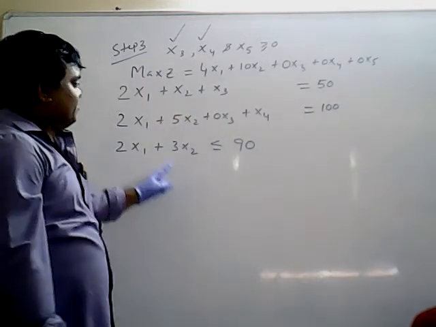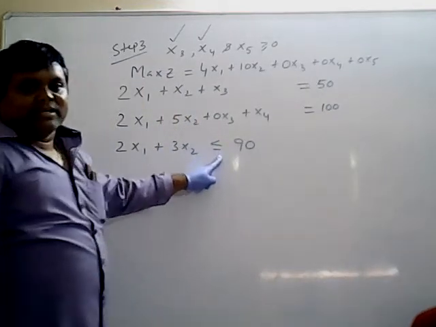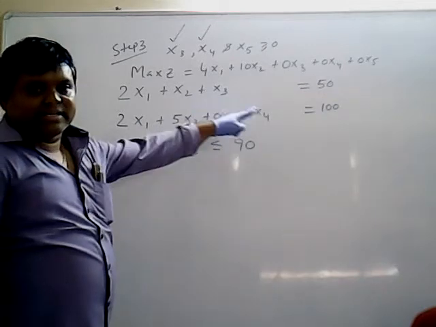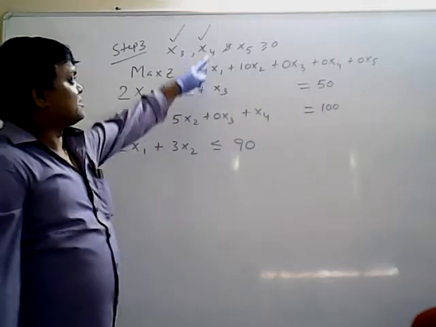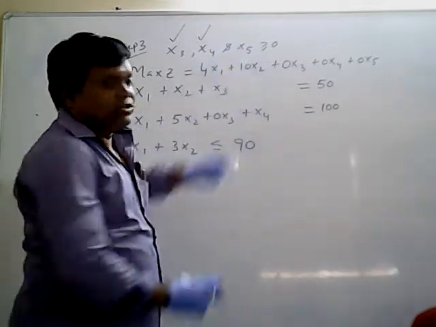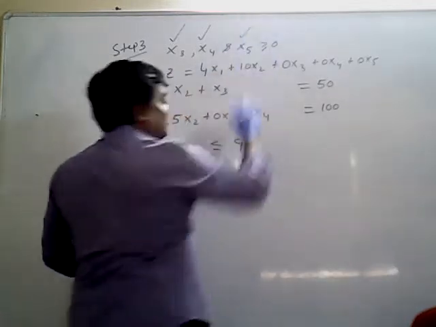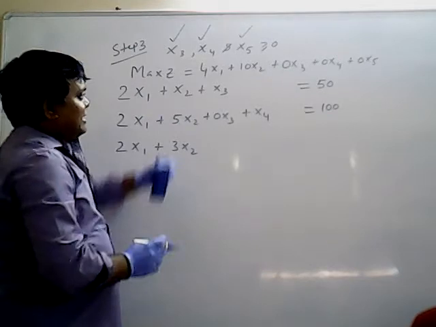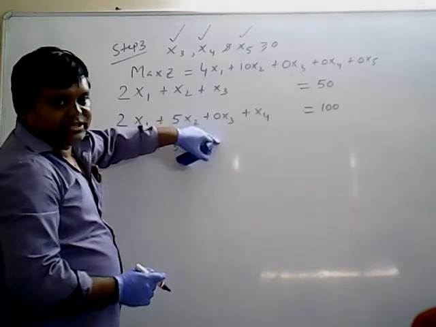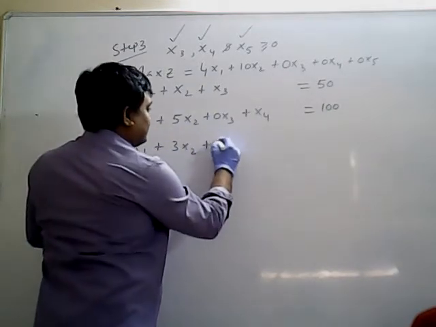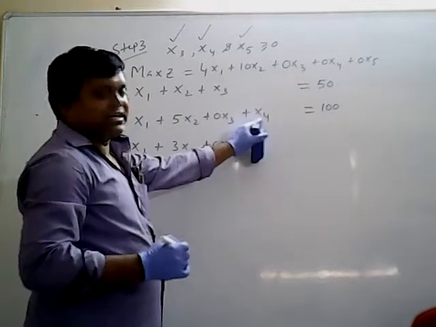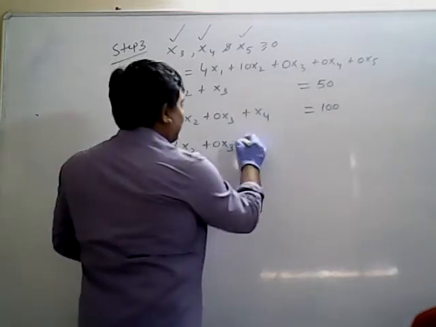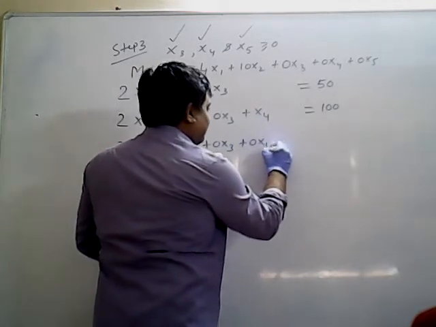Now see the third one. Third one is also less than or equal to type. Already x3 is added, x4 is added. What is the next slack variable? x5. So next slack variable x5 is added for the third constraint so that inequality becomes equal. Already x3 is used here, so x3 value here is 0, that means 0x3. Already x4 is added here, so x4 value is 0x4.